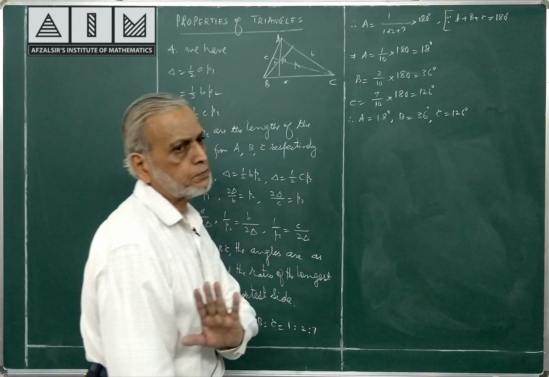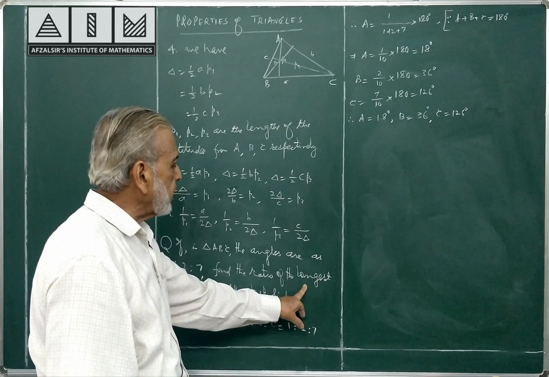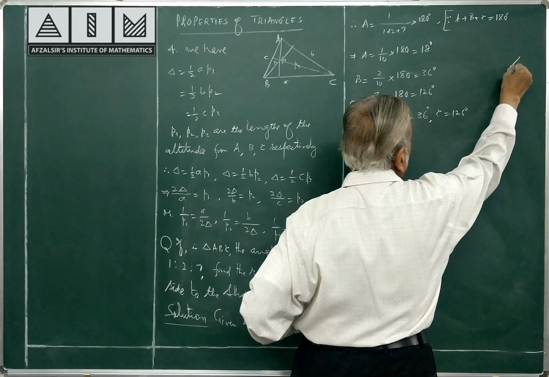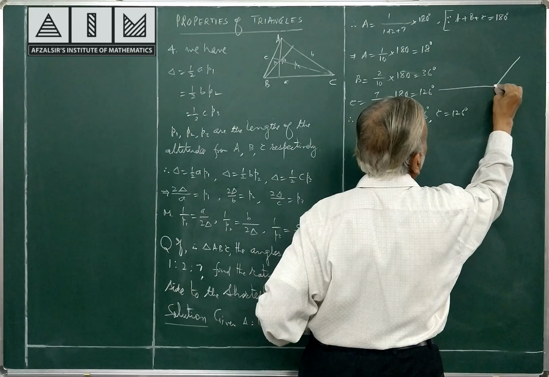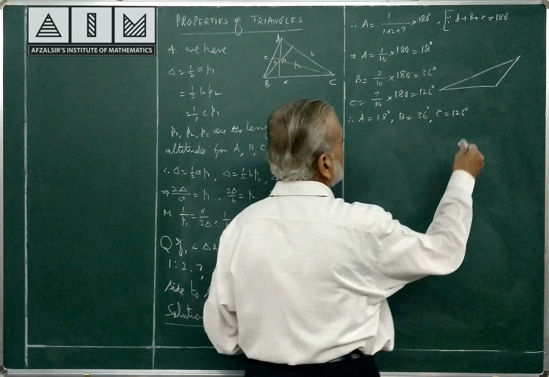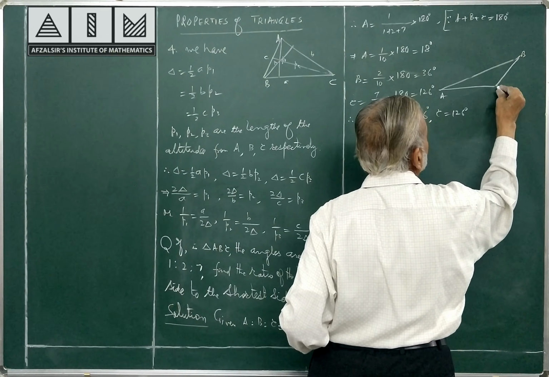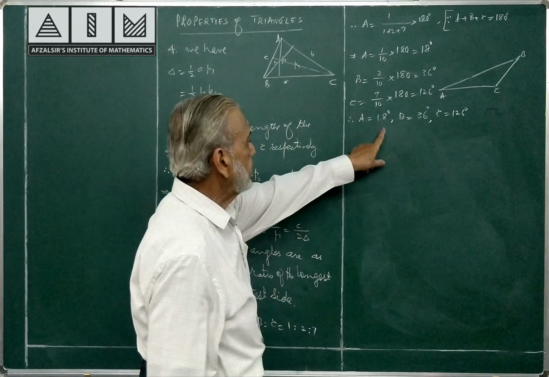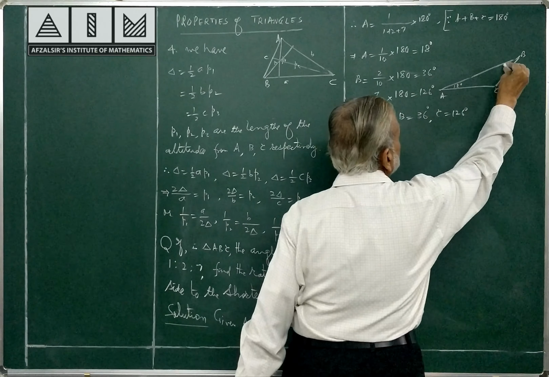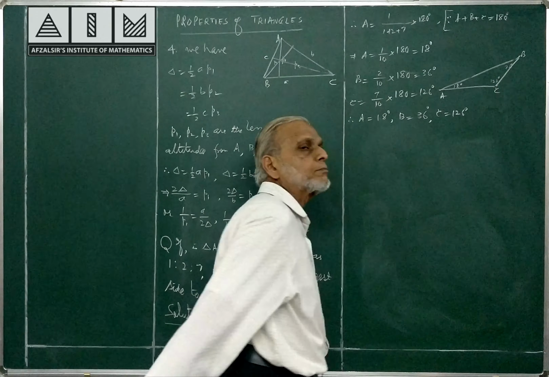the angles. You should know in a triangle the longest side will be opposite the largest angle. I am showing you this picture itself. This is the triangle. Please see. A 18 degrees, B 36 degrees and C 126 degrees.